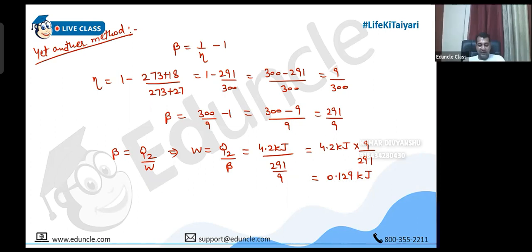So that's all for today, students. We will continue tomorrow. Still, I have some graphical questions on calculation of efficiency. But based on the Carnot engine and refrigerator, it is done from my side. I have discussed all the possibilities. So now you can practice on your own.